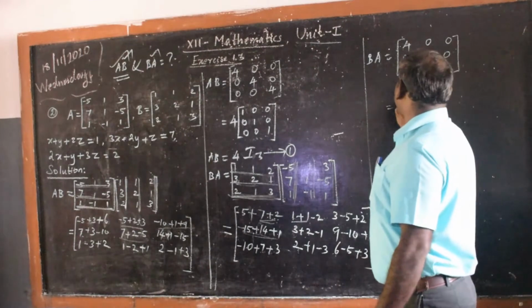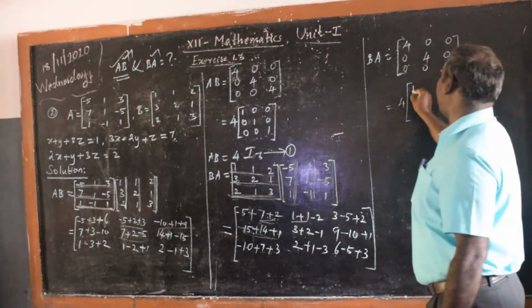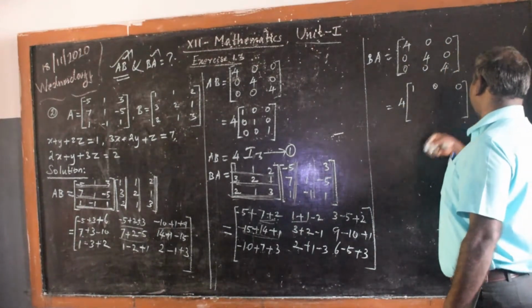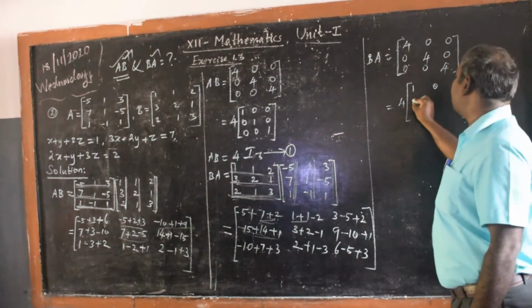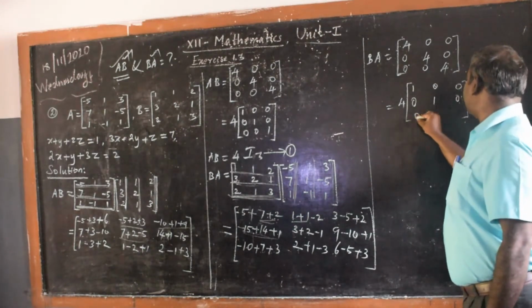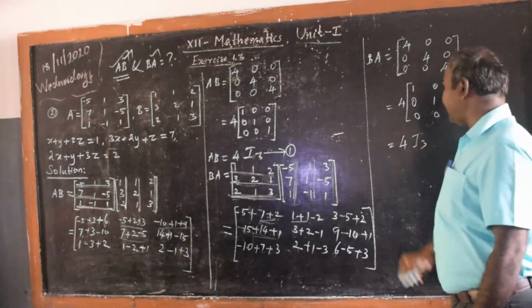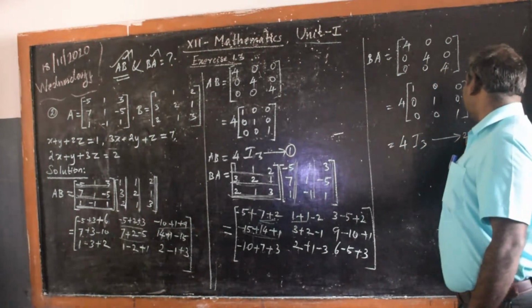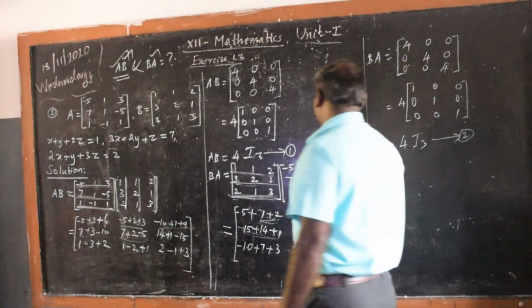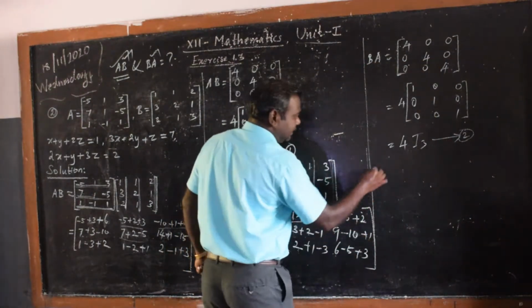So we get 4 into the identity matrix with rows 1 0 0, 0 1 0, 0 0 1. That equals 4 into identity matrix I3. This is equation number 2. So from equations 1 and 2, compare these two equations.